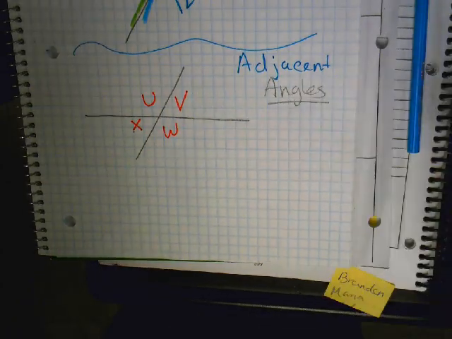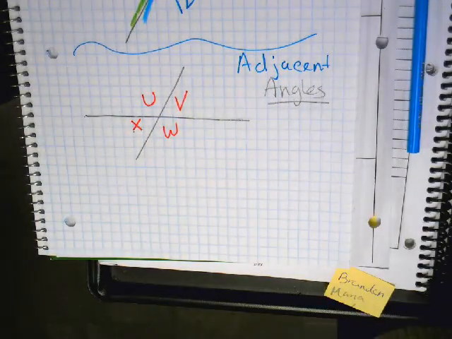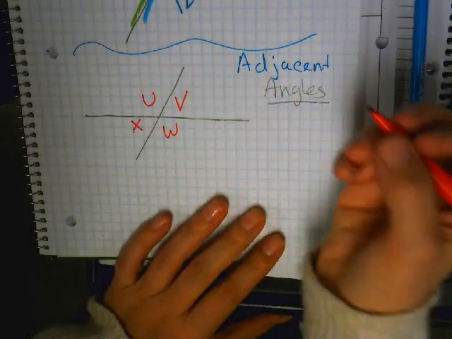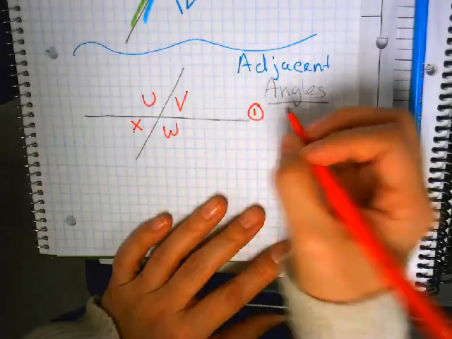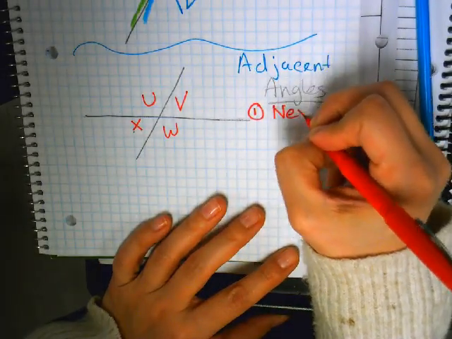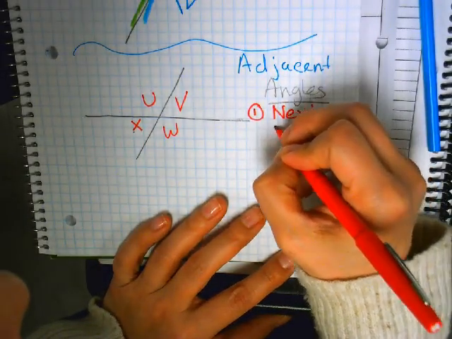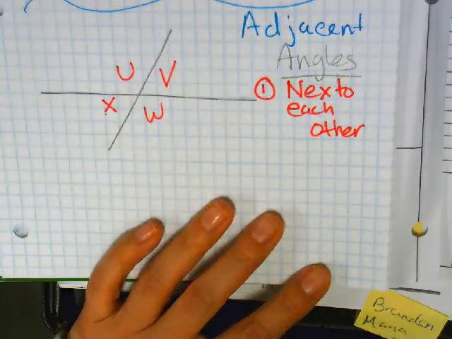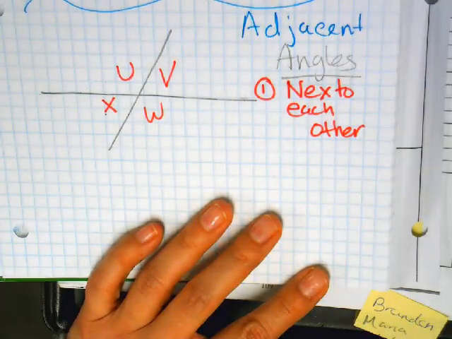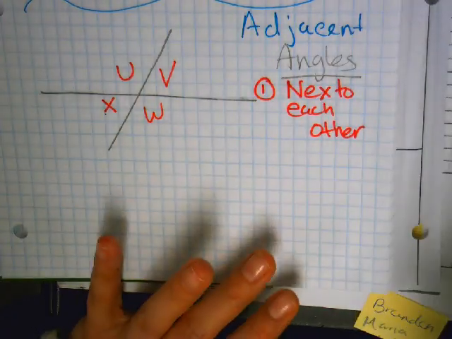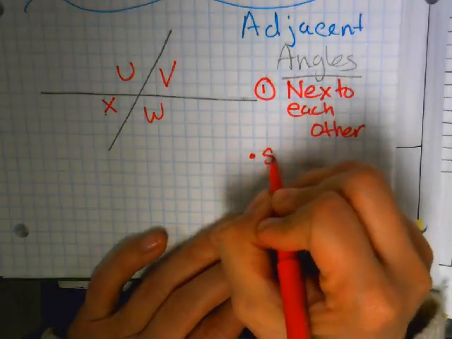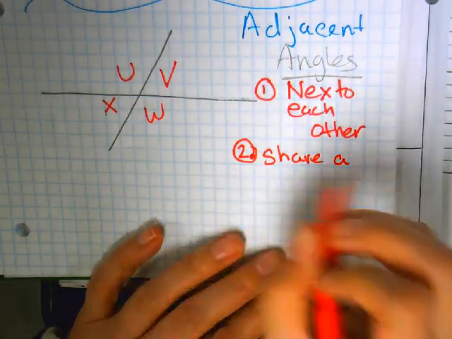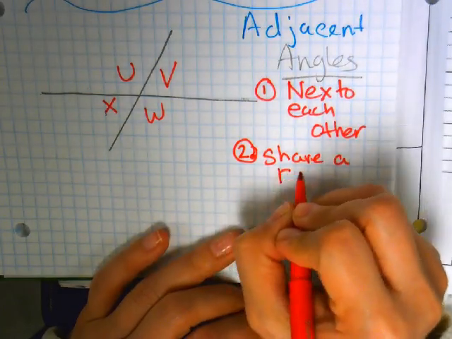Okay, adjacent. What are adjacent angles? Adjacent angles are special too. Adjacent angles are, number 1, ready? Next to each other. So they're not opposite, they're actually next to. Okay, with their pencils. This is number 2. They share a ray.